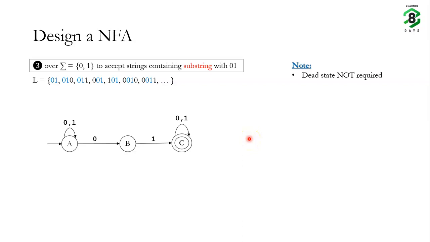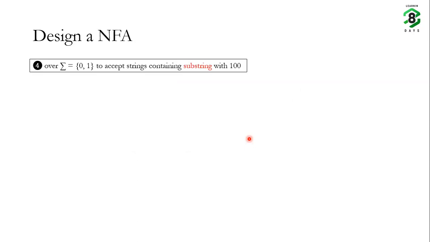Observations: firstly, no dead state. Secondly, there is a loop on both initial and final states. And thirdly, if the length of the substring is 2, then the number of states is 3. Let's look at another problem which is similar to this.